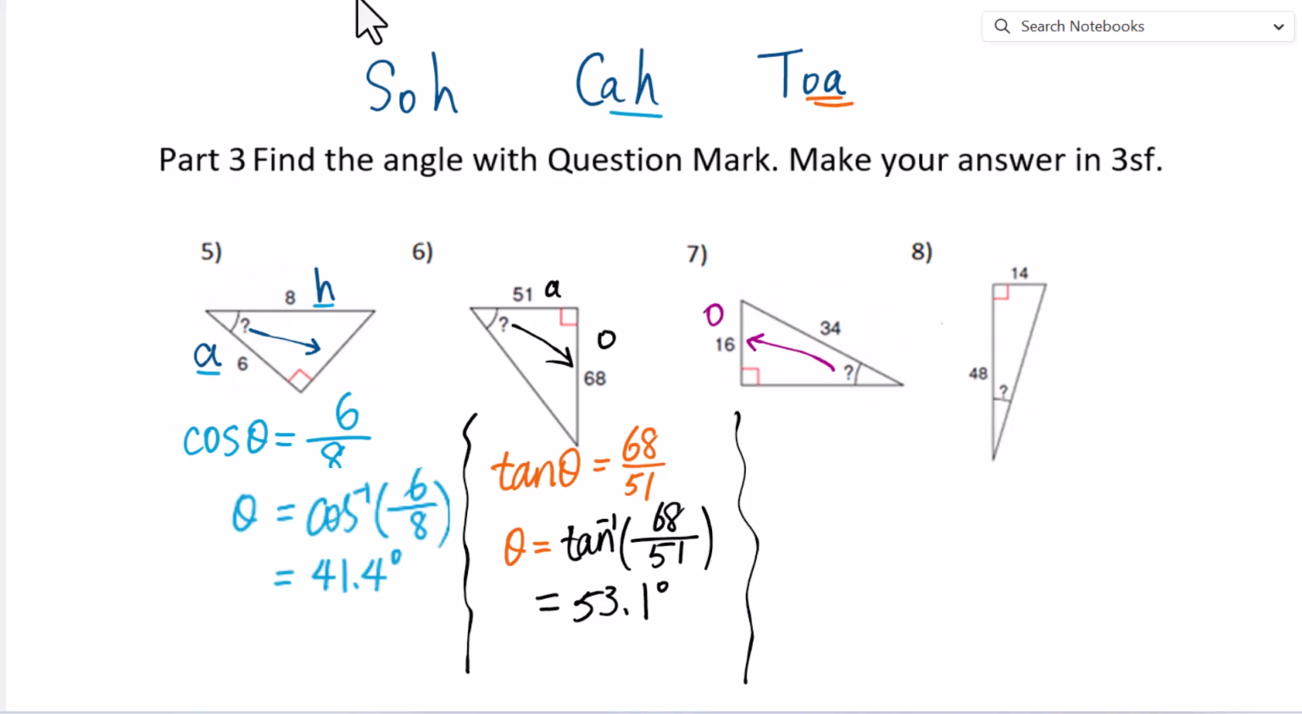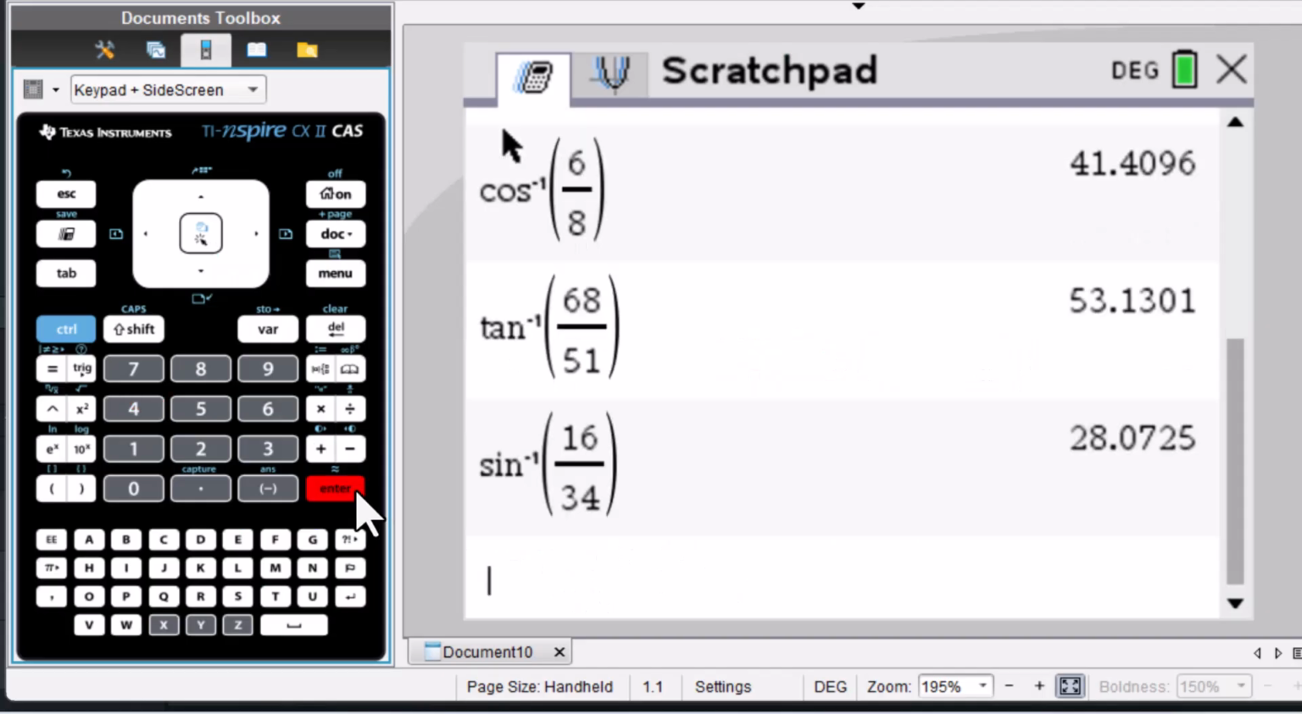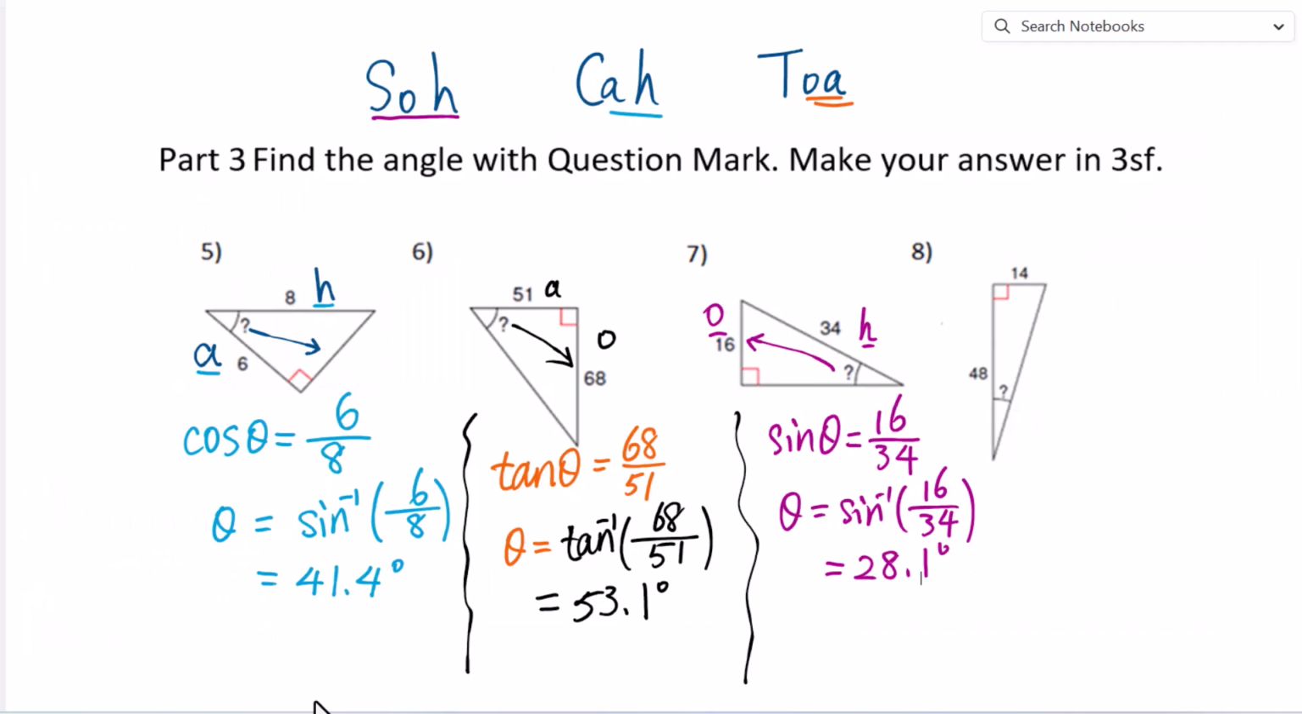Cross is opposite. This is a hypotenuse. OH goes to sine. Sine theta equals O over H, 16 over 34. So theta equals inverse sine of 16 over 34. Enter. Answer is 28.1 degrees. Can you work out question 8 by yourself?